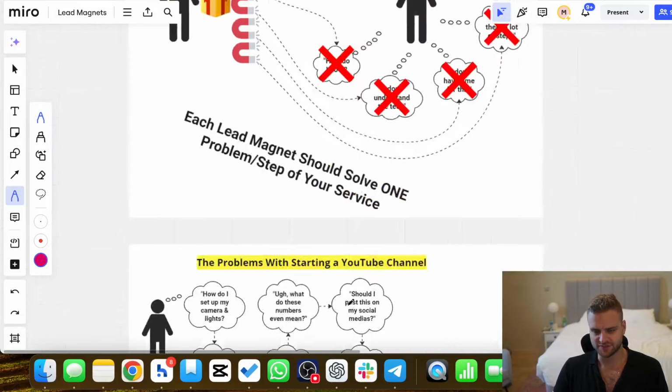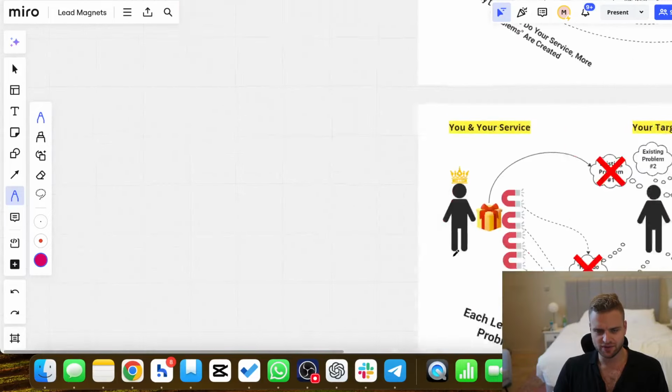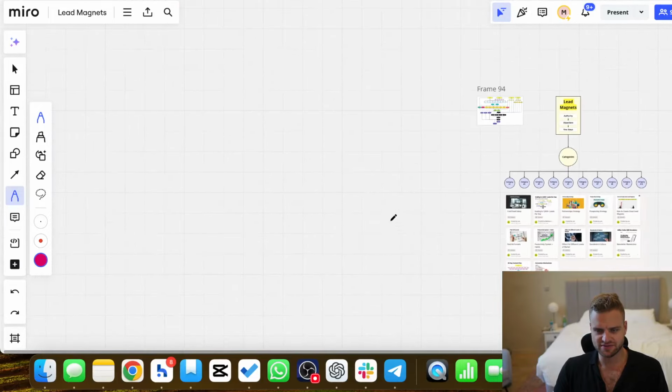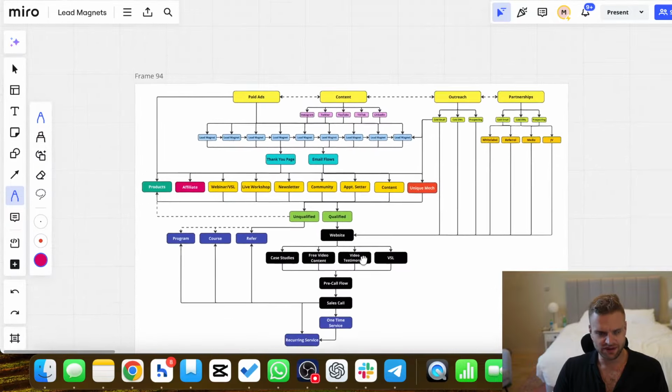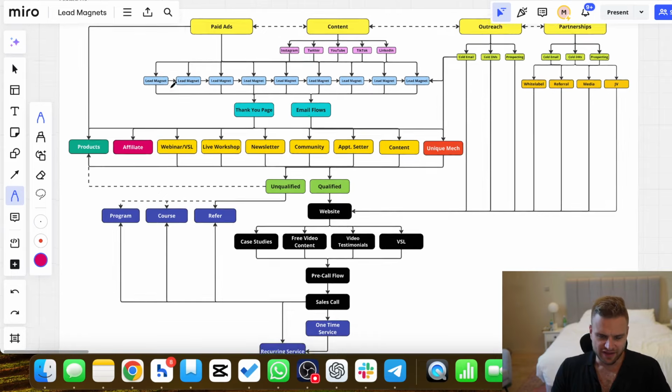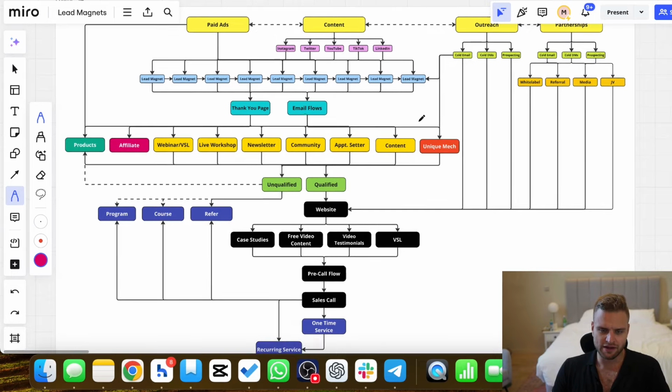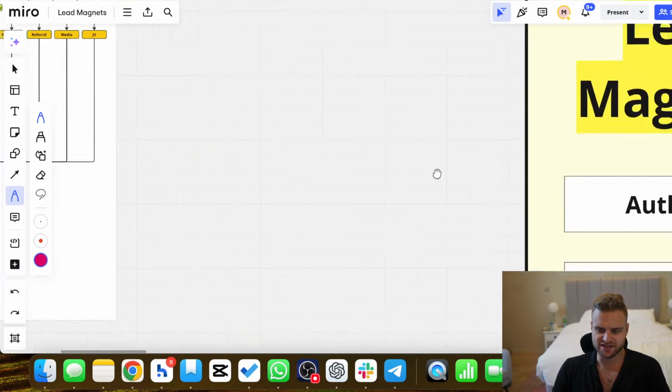No, it's not. So that is why it's just so important to have all of these lead magnets in the first place. And it's why it's important to do a little brainstorming at the start and get yourself to come up with these categories and then make lead magnets around them.